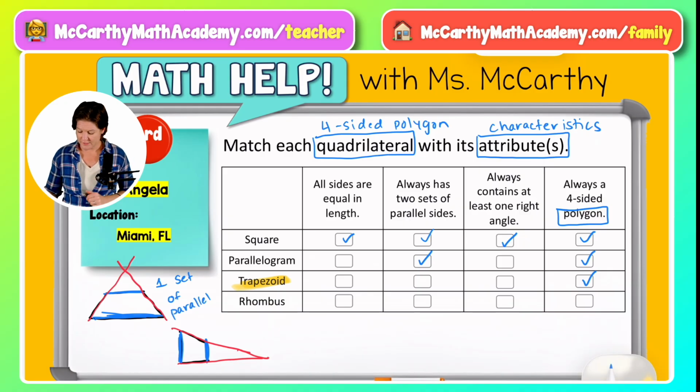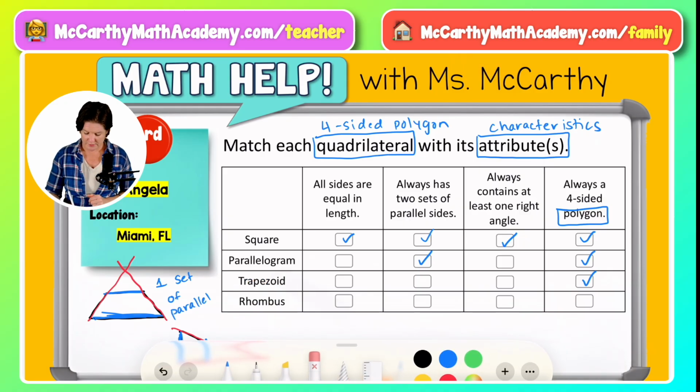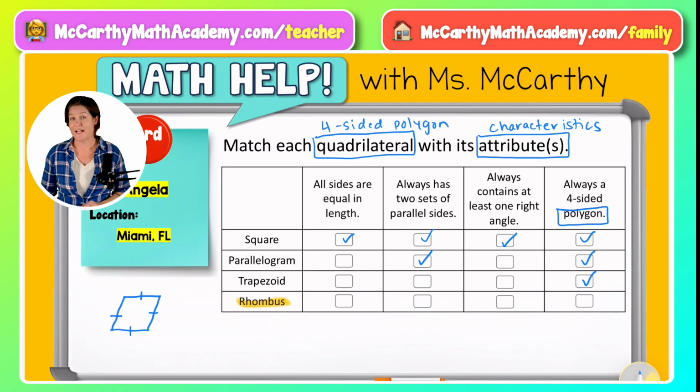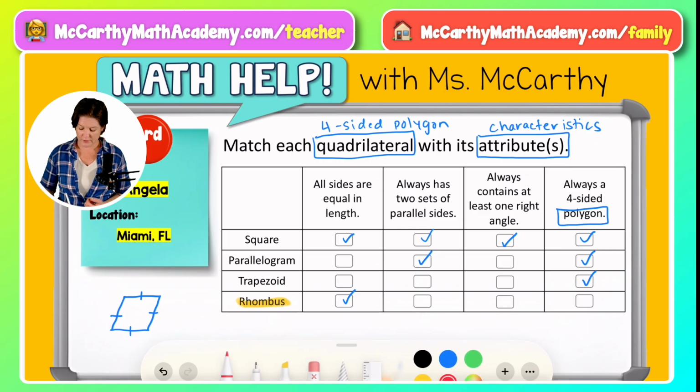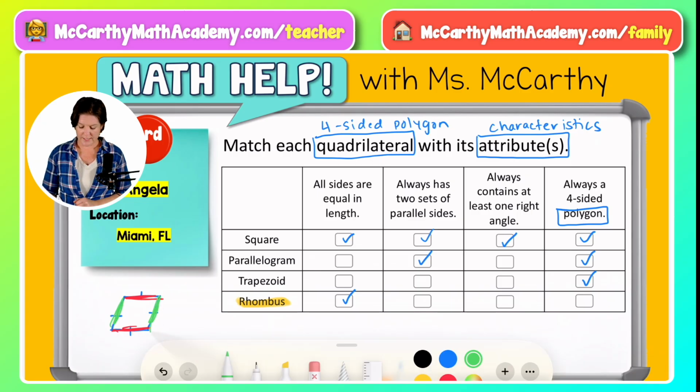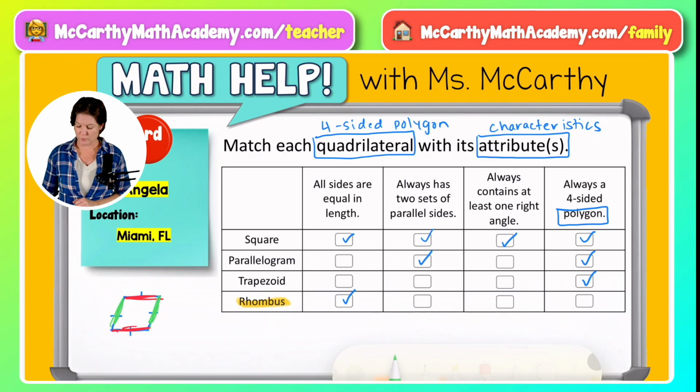All right, let's go ahead and move on to the last one, which is a rhombus. The relevant attribute of a rhombus is that it has to have four equal sides. 1, 2, 3, 4. Okay? It does not have to have four equal angles, but it needs to have four equal sides. So for a rhombus, are all the sides equal in length? Yes, they are. Does it always have two sets of parallel lines? It sure does. The bottom and the top will never ever cross. The side and the side will never ever cross, so we can mark that one.